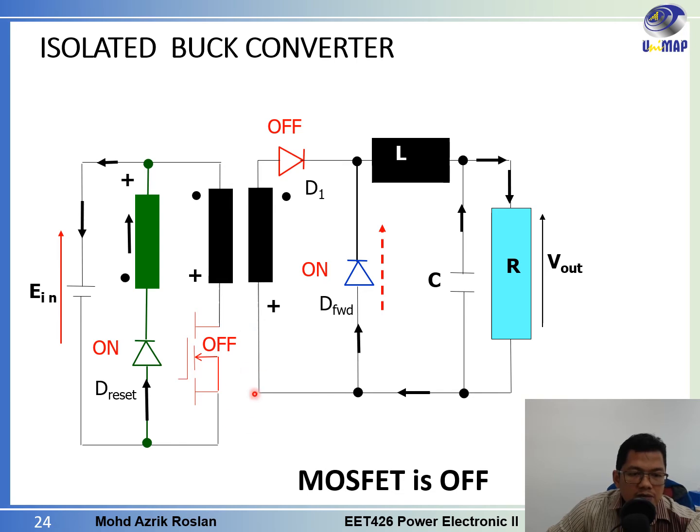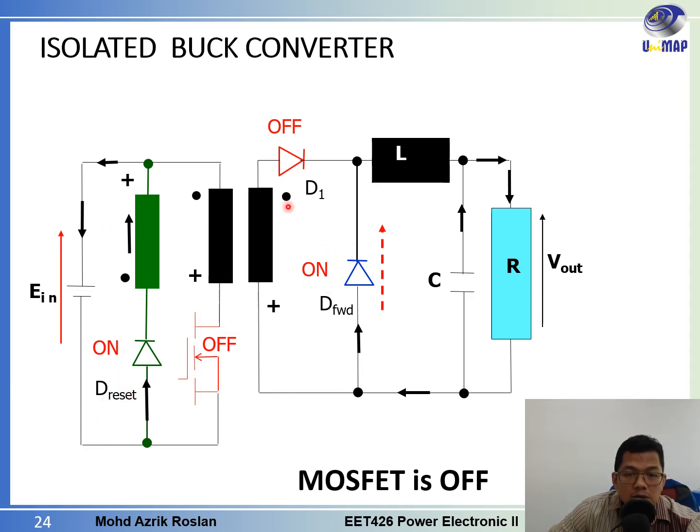When this one is off, just now when it was on, the current flowed like this. So when this MOSFET is off, what will happen is the polarity of the primary inductor, I mean the primary winding, will be reversed. So this one will become positive, and at the dot point it will be negative. So when this one is negative, at this point is also negative. When we have the negative here at the cathode side, this diode will be forward biased and the current can flow from this side.